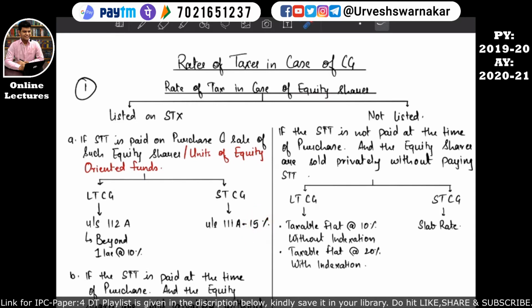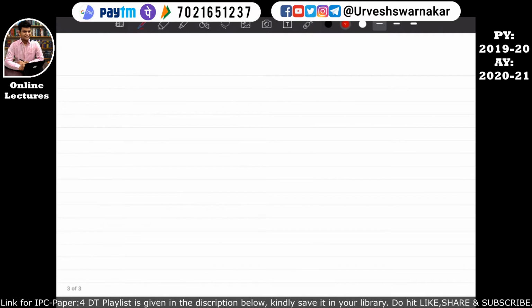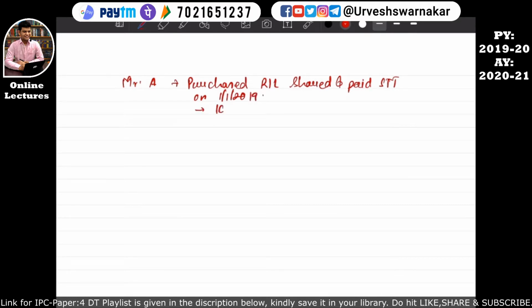So for example, understand that, let's come into a blank page over here. Understand that Mr. A has purchased Reliance Industries Limited shares and paid STT, and such purchase has been done on 1st of January 2019, and the number of shares is 1000 shares at the rate of rupees 500. So the cost of acquisition is equal to 5 lakhs. I hope this is quite clear to you all.